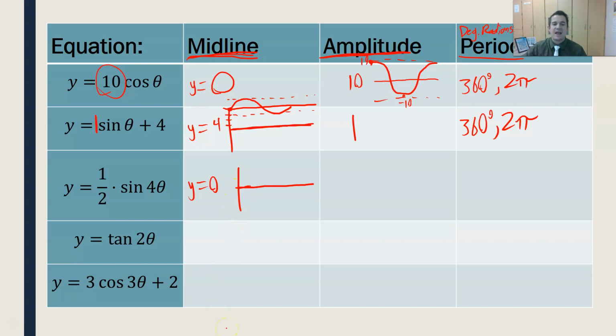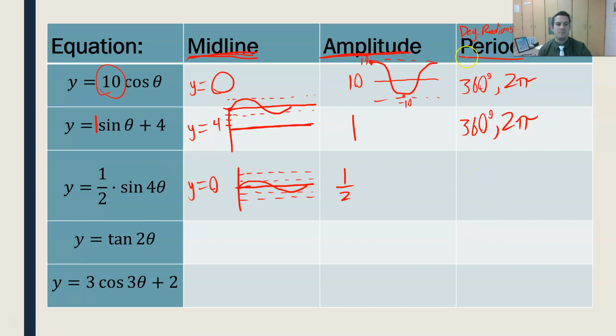Do I have an amplitude change? Yes, I do. I'm multiplying by 1/2 in the front here, so my amplitude is now going to be 1/2. So if this was 1 above and 1 below, I'm only going to go up to 1/2 above and 1/2 below. So my sine function is going to look something like this, maybe. A little bit squished, a little bit flatter.